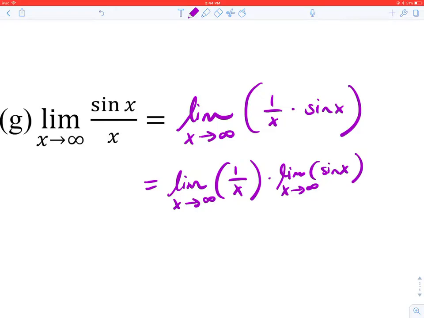And we already talked about how the limit of sine of x as x approaches infinity doesn't exist because the graph is oscillating between -1 and 1. However, the limit of 1 over x as x approaches infinity is 0. So 0 times sine, which is going between -1 and 1, so real numbers. And any real number times 0 is just going to be 0. So this limit will actually end up being equal to 0 because of this limit.